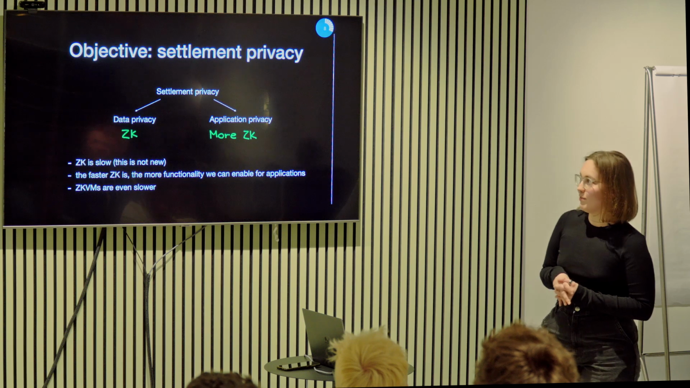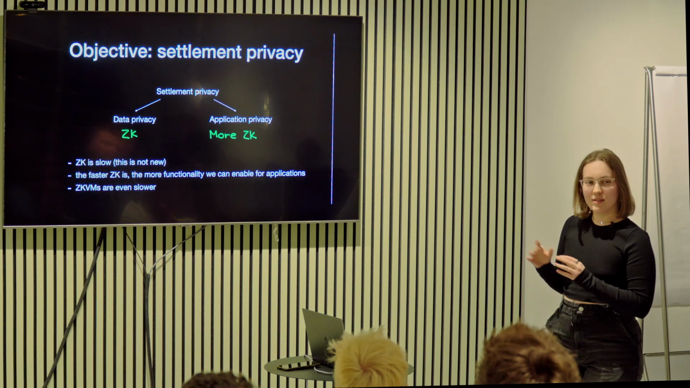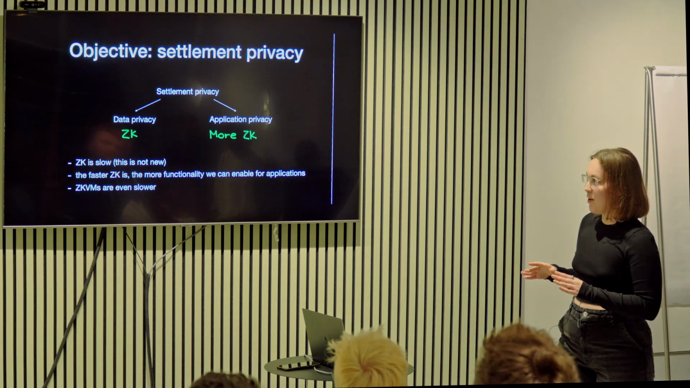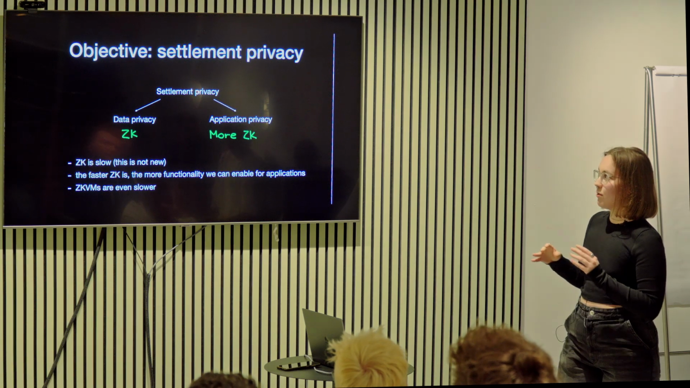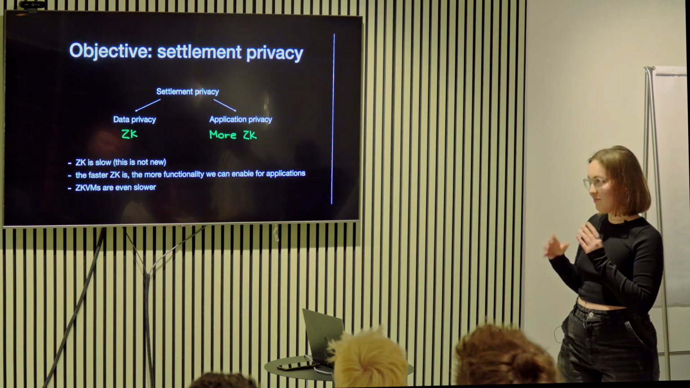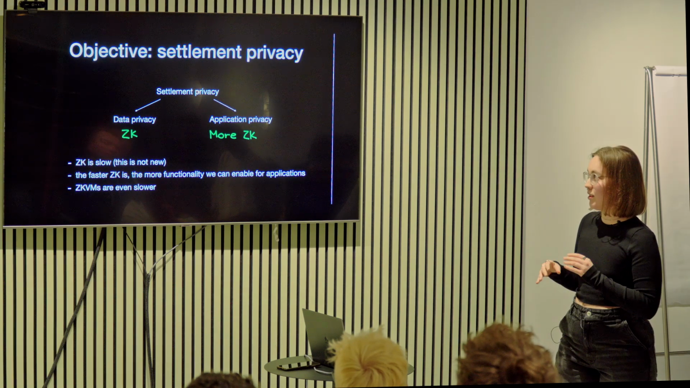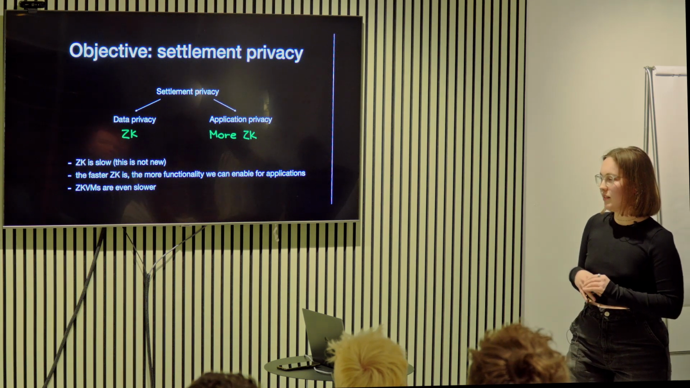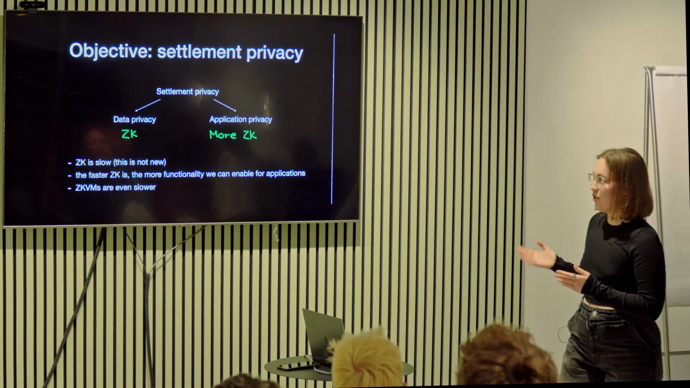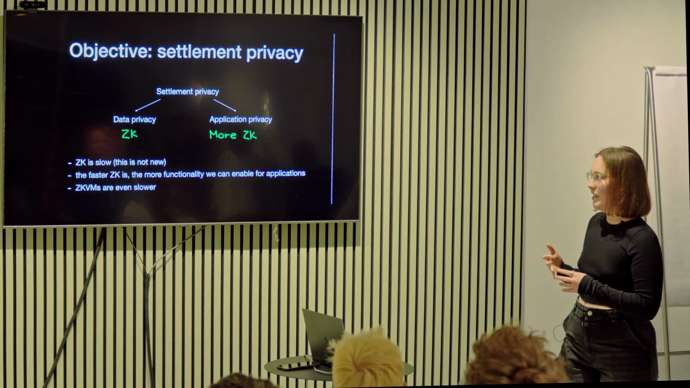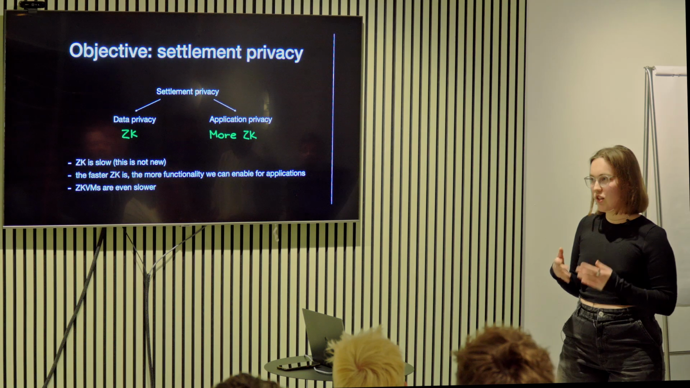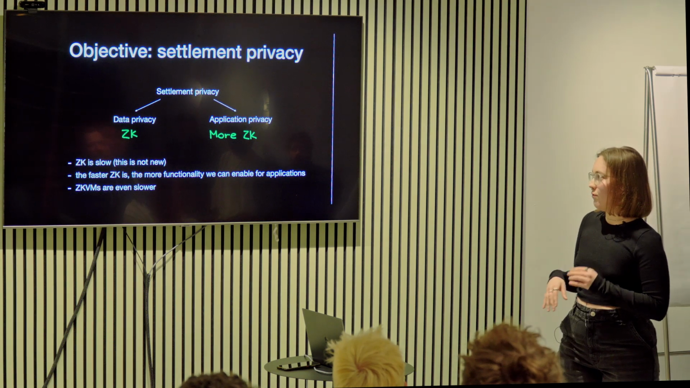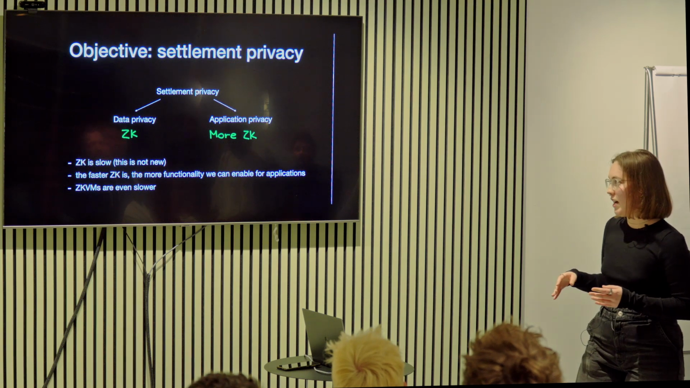But here are some problems with this, and these are problems I encourage you to work on. First of all, ZK is slow, which is not new, but it's a bigger problem for protocols like I described, because we are building applications. How do we make applications more private with ZK? We basically make them circuits. So ZK directly limits the complexity of the application you can have on your privacy-preserving chain. The faster ZK is, the more functionality we can have.